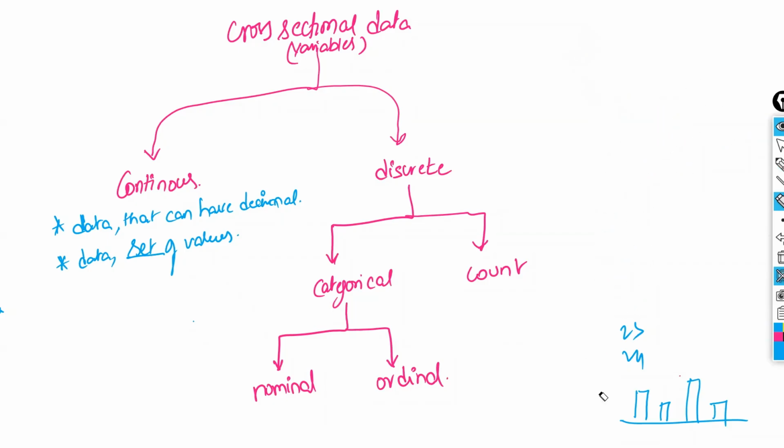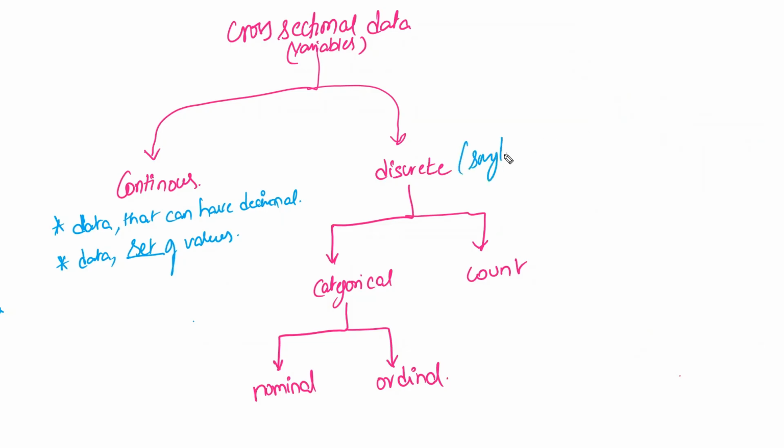Next, coming to the next one, it is called discrete. Discrete means single, separate, something like this, right? Within the discrete, we have the discrete count. What is meant by discrete count? Count means there is no decimal. It cannot have decimal values. No decimal is possible for that.